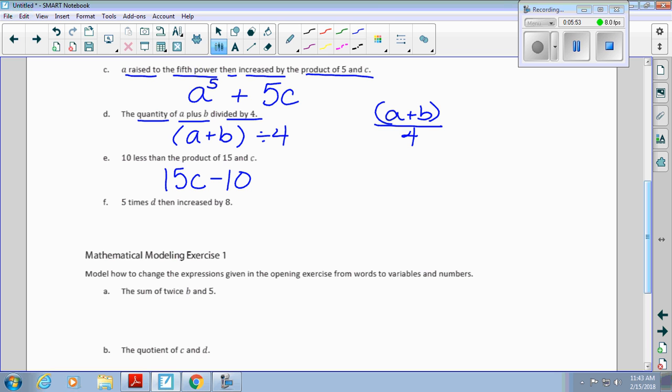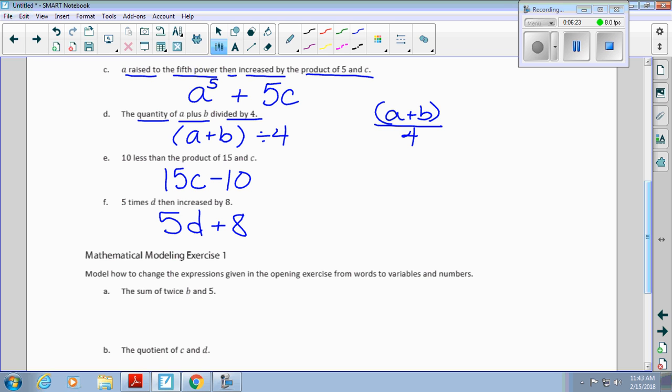All right. One more before we start flipping some pages. 5 times D, then increased by 8. Jonathan, nice and loud. 5 times D plus 8. Very good. So I can use a coefficient when I say 5 times D, right? So we can do 5D plus 8. All right, any questions so far?